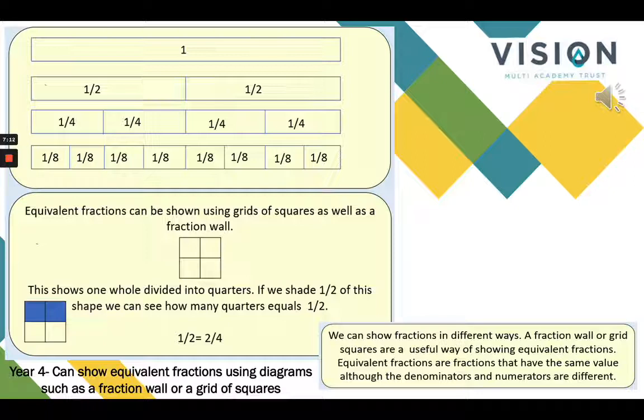Equivalent fractions can be shown using grids of squares as well as fraction walls. This shows one whole being divided into quarters. If we shade 1/2 of this shape, we can see how many quarters equals 1/2.